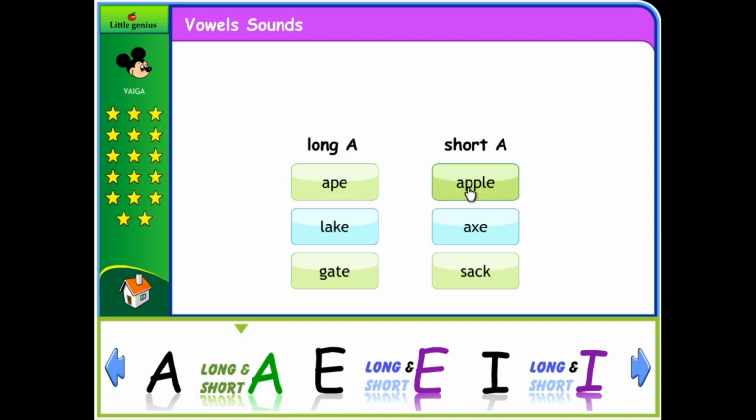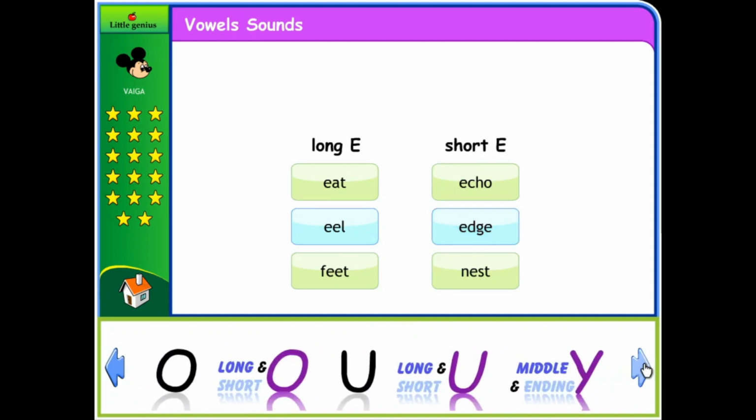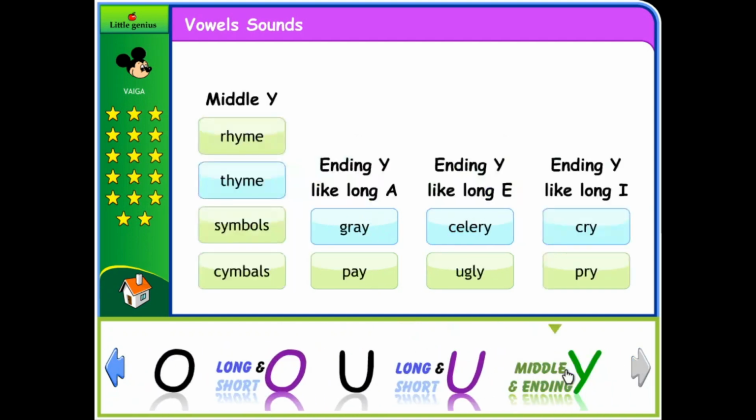Ape, apple, eat. Echo, heel, edge. Rhyme, gray, celery, cry.